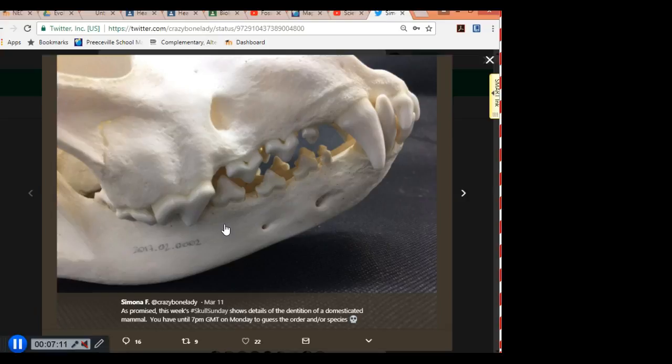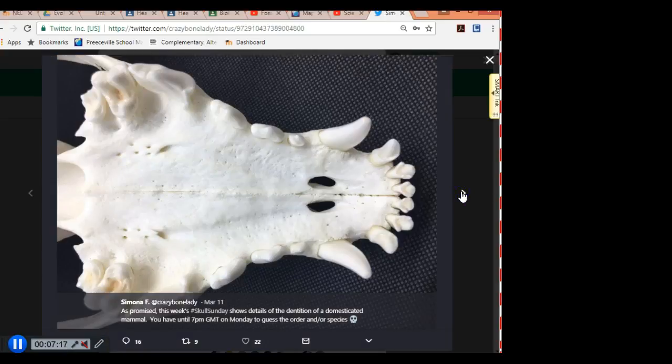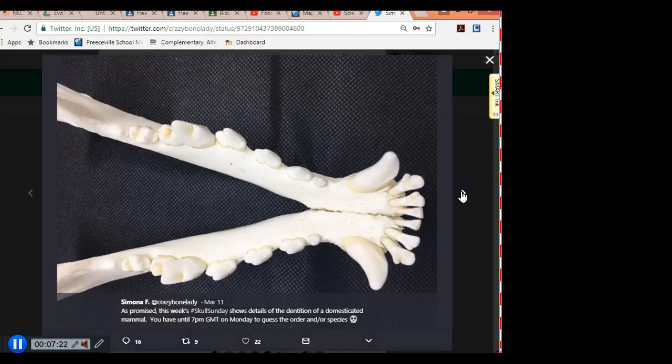I'll give you a hint, it's a domesticated mammal. Domesticated means that we have intentionally trained this animal. It usually lives in our homes as a pet. It's a dog.